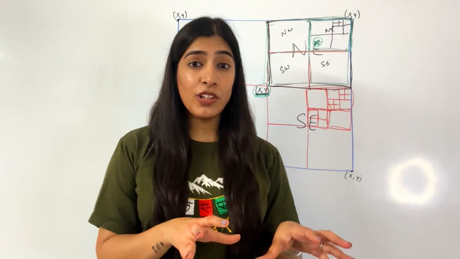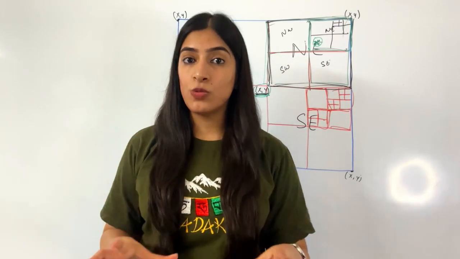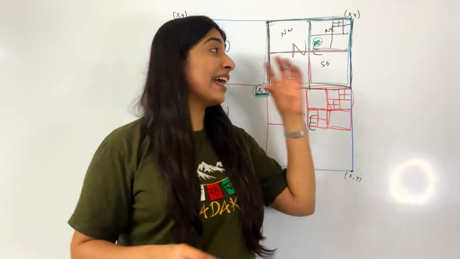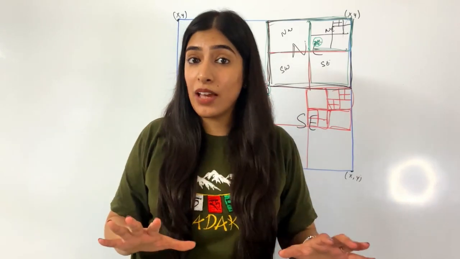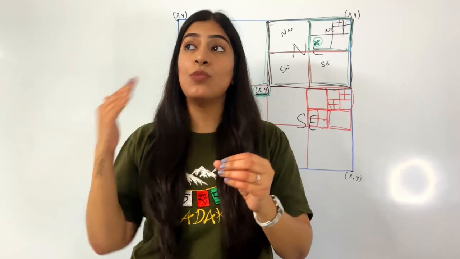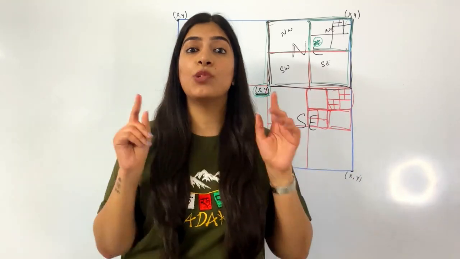But in the demo that we are going to be seeing today, the code that I have written, I have taken the capacity as 1. Now, what does that mean? That each quadrant will have 1 cab. There can be 0 cabs also. But if it has more than 1 cab, I'm going to divide it and I'm going to make sure that no quadrant has more than 1 cab.